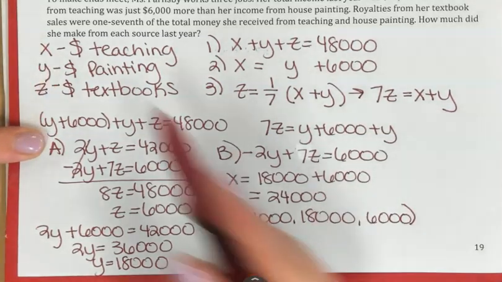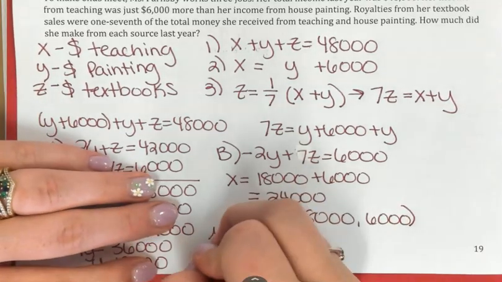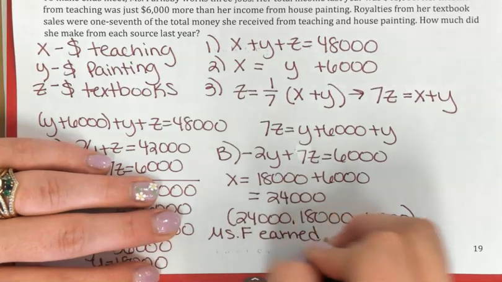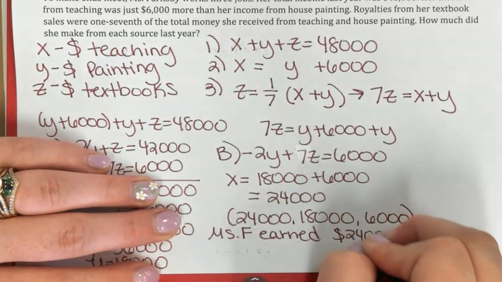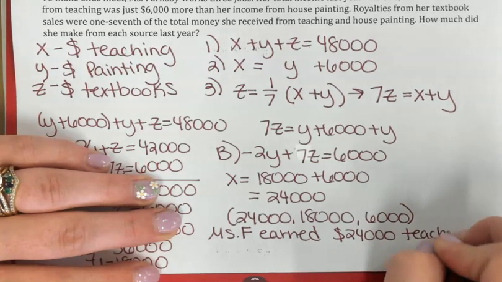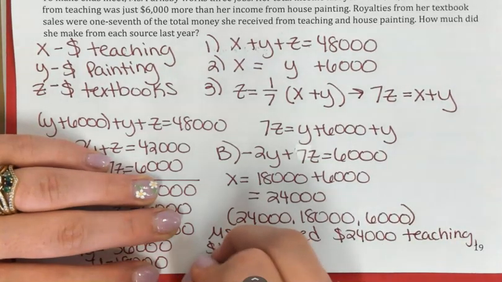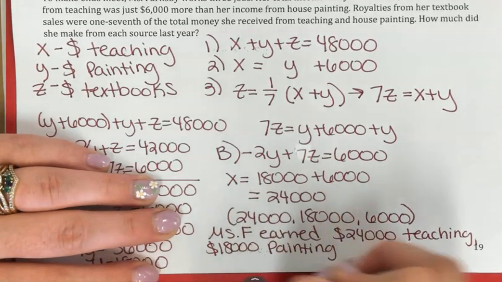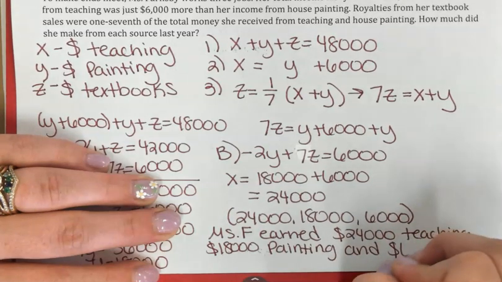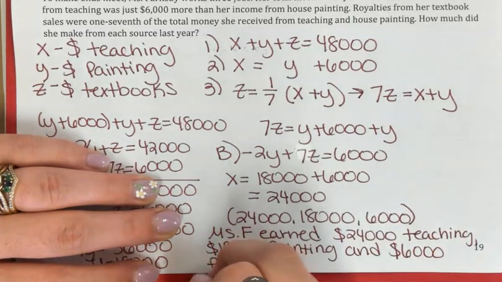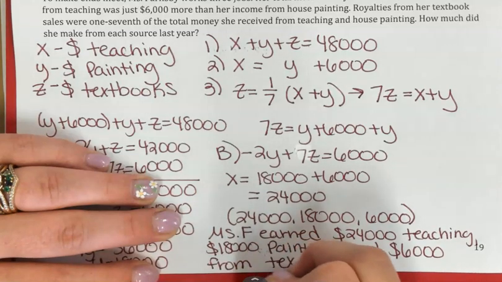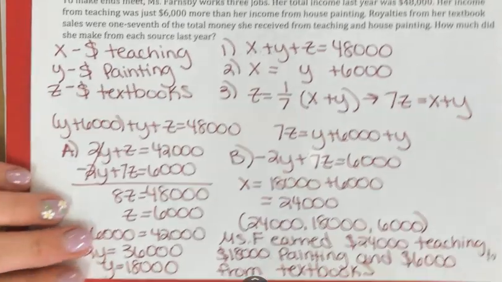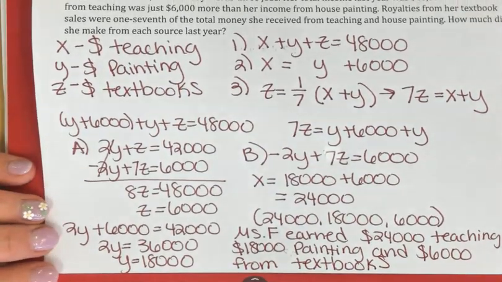But what does that mean in terms of my variables? Well, that means that Mrs. Farnsby earned $24,000 teaching. She earned $18,000 from painting and $6,000 from her textbooks. And there you have it. That is how you use math to talk about money with your 3 variable systems.